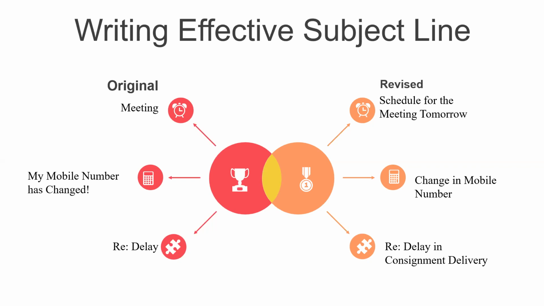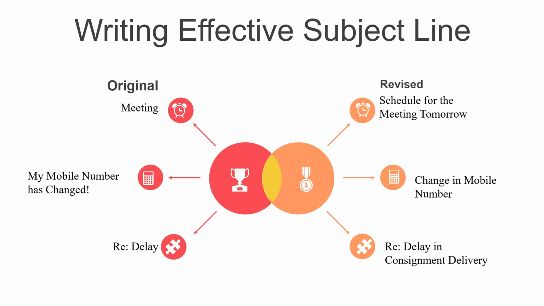I have given two modes of writing. One is the original one, how sometimes at the office people receive the subject line in their email, and the other is the revised mode of writing. Two things I have given you in the example. There must be clarity and relevance. When you look at the original one, the first example, simply "meeting." What is meeting? What is it all about? See the revised subject line: "Schedule for the meeting tomorrow."